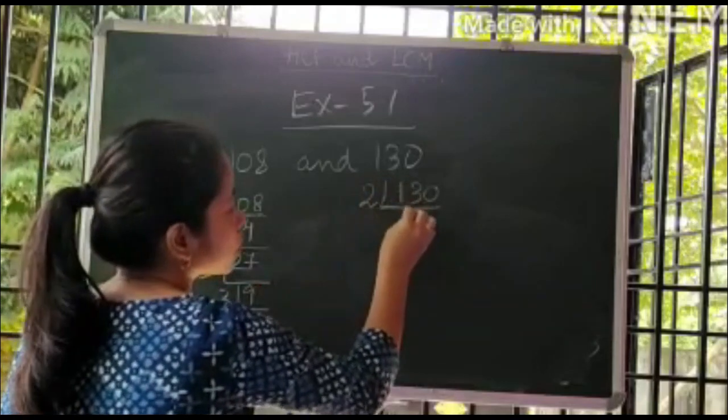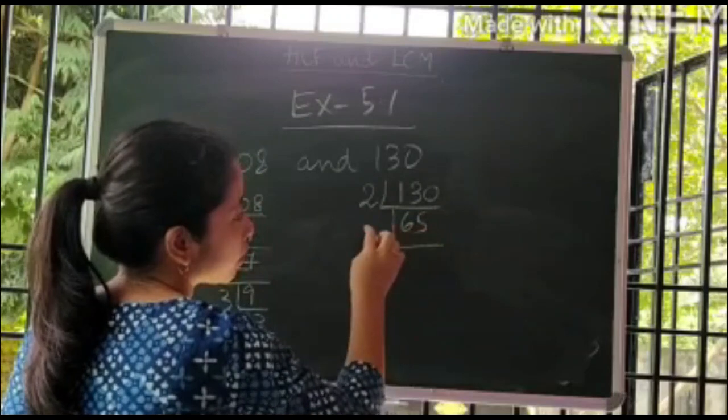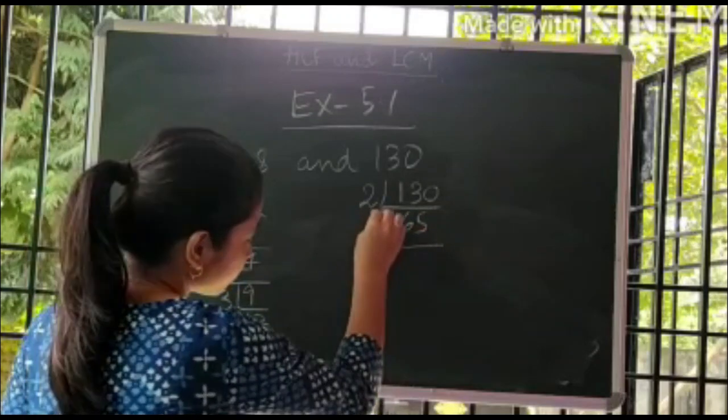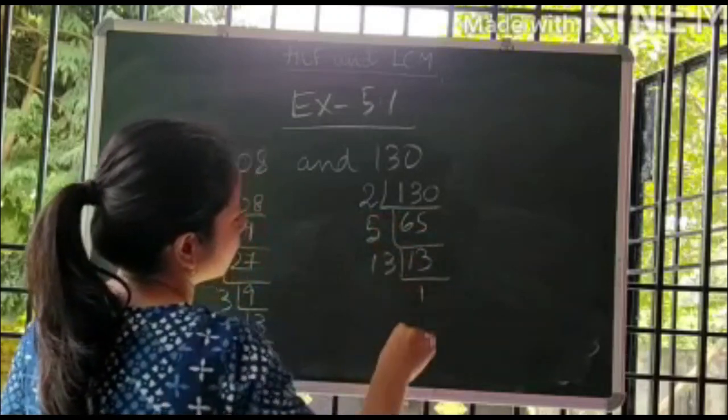Let us start with 2. 2 6s are 12, 2 5s are 10. In the house of 2, 65 is not there, so 5. 5 1s are 5, 5 3s are 15, 13 1s are 13.